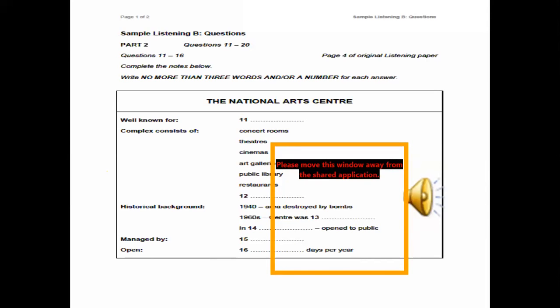Now listen and answer questions 17 to 20. So, to give you some idea of what's on, and to help you choose from the many possibilities, we've made a selection of the star attractions.